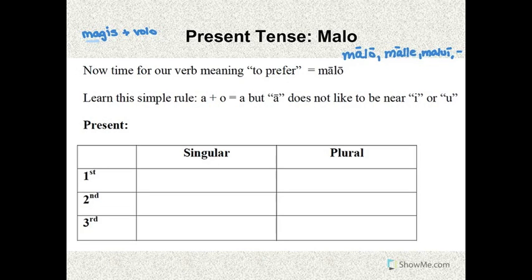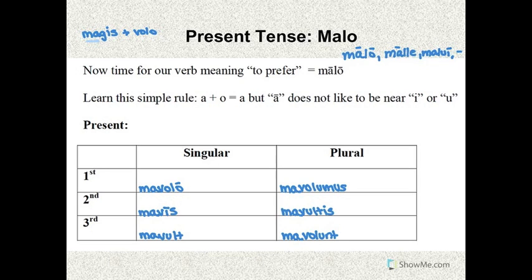with. Alright, now let's address our rule for how to conjugate this. A plus O equals A, but A does not like to be near I or U. Let's see if we can dissect this further by going through our conjugation. To start off, I want you to write the syllable ma, M-A, in all 6 blanks. Awesome. Now I want you to conjugate volo right next to ma so that you make one word in each blank. Okay, so you should have one word in each blank, and it should look like ma volo, ma vis, and ma vult going down the singular column.